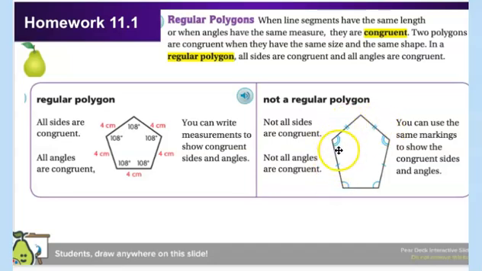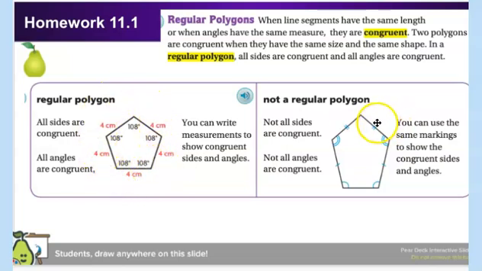And then they also did the same thing for the angles. Do you see that? So these two angles, because they have the same number of lines, are the same measurement, and these two right here are the same measurement, but all four aren't the same. So a regular polygon has to have everything the same distance for each side, and the same measurement for each angle. So that's a regular polygon, all right?